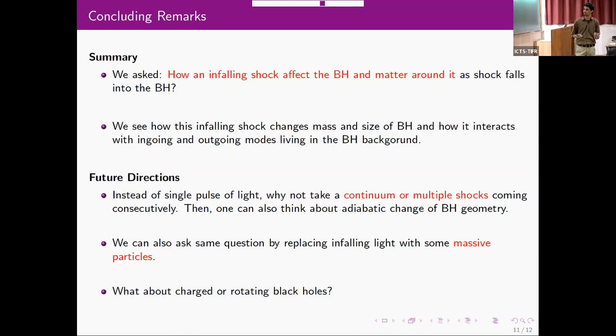Another future direction is that you can replace the infalling light with massive particles, because right now the shock is coming towards the black hole at the speed of light. If you replace it with massive particles, they have some speed, but less than the speed of light. And what about rotating and charged black holes? You can ask the same question in the case of these more general black holes. So I will just end here, and thank you for listening.